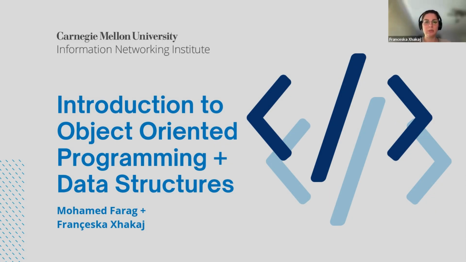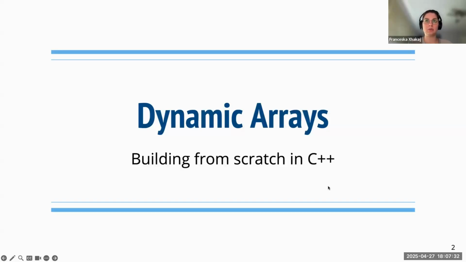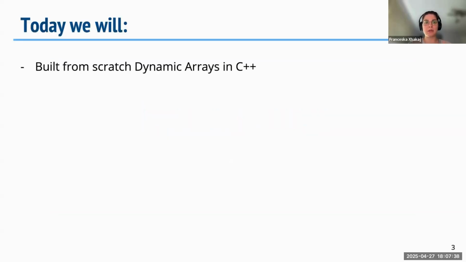Hello, everybody. Welcome back to another lecture from the Data Structures and Algorithms module. Today, we will continue our discussion of dynamic arrays from last time, and we will build from scratch in C++ a dynamic array. We will see the ins and outs of how to implement the various functions, and as we go along, we're also going to talk about complexity.